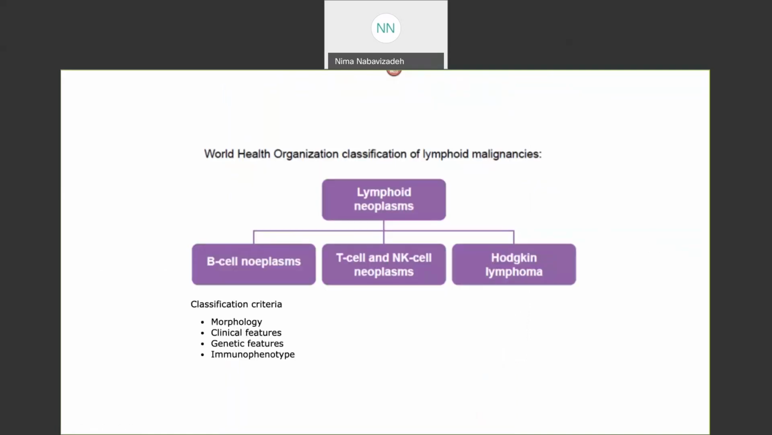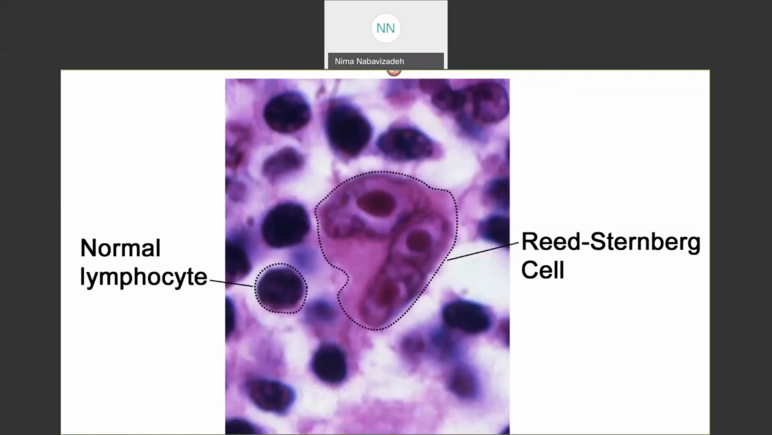So moving on from non-Hodgkin's lymphomas to Hodgkin's lymphomas. Here's your classic Reed-Sternberg cell, the owl eyes, showing the large atypical lymphocyte, which is pathognomonic for Hodgkin's lymphoma. Owl eyes.